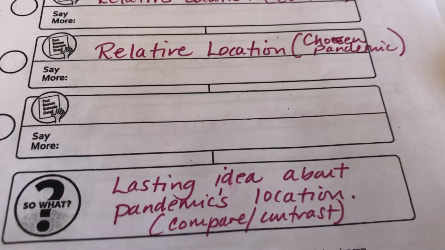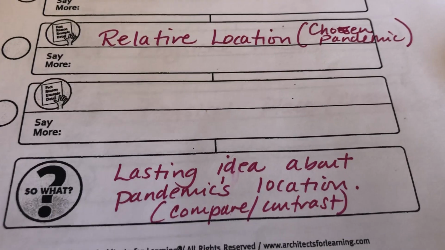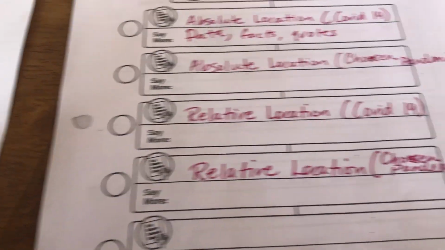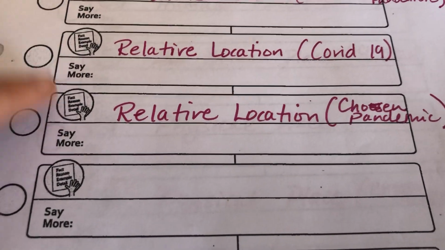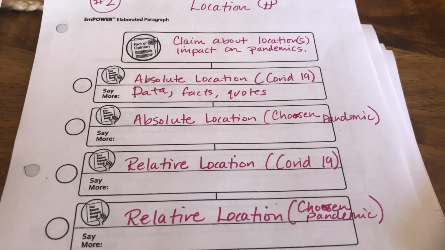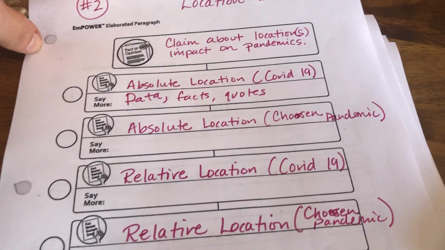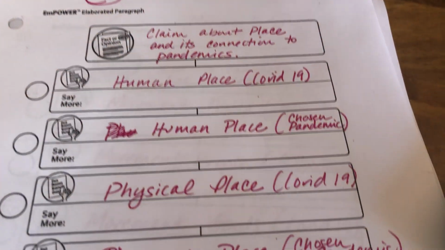I would include that in a compare and contrast format because this is a compare and contrast paper. Again, make sure for every FRED you have a say more. Otherwise, your FRED is not credible. You have to have evidence to prove your FRED is credible.